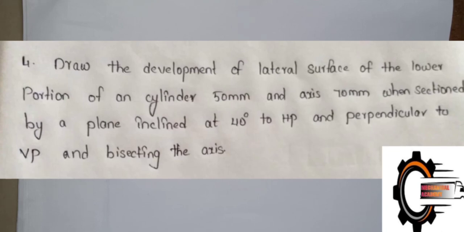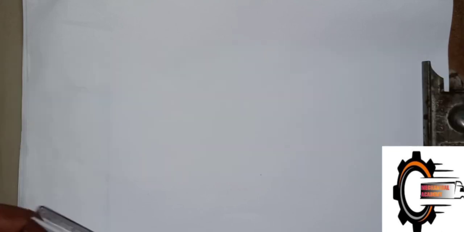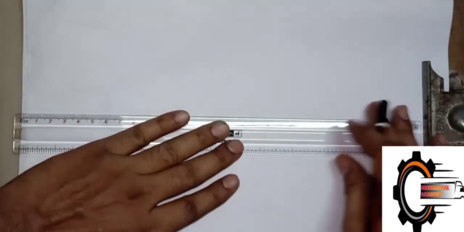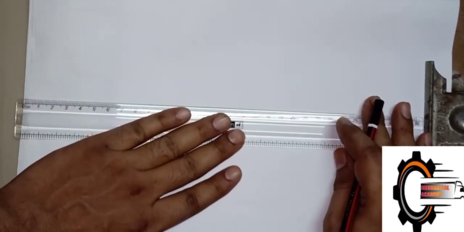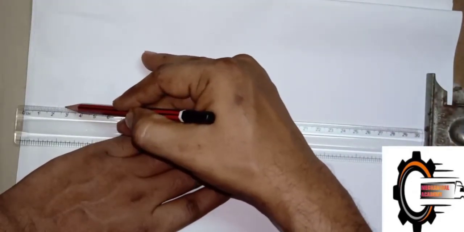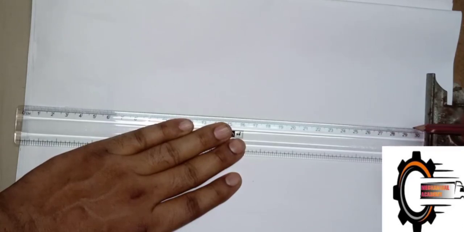Okay, so let's go to the problem, how to draw it. First of all we have to draw the XY line. Let me take it as the XY line. So this is the XY line.